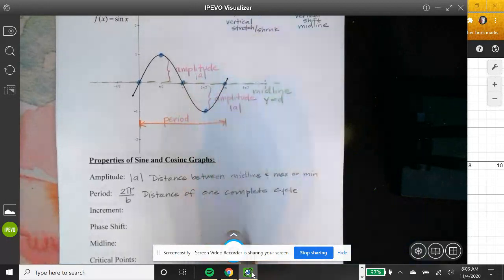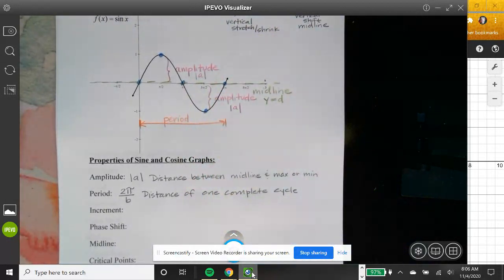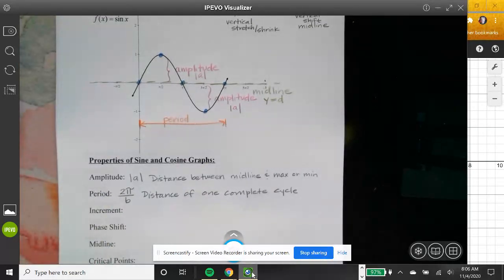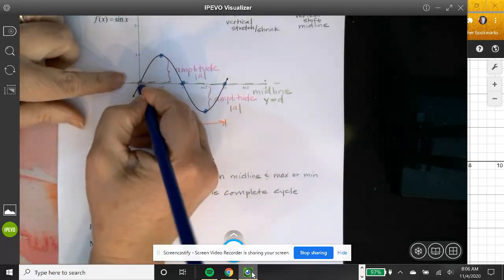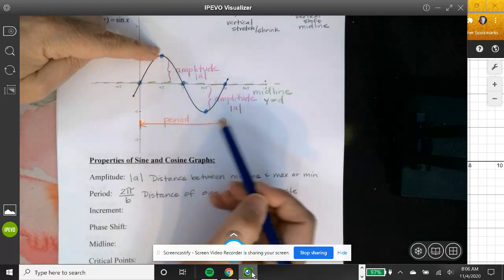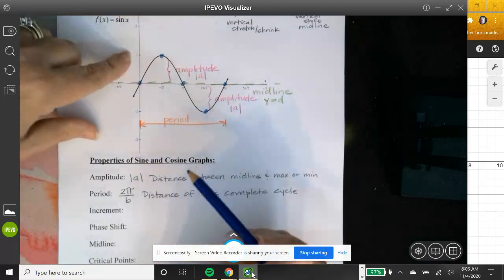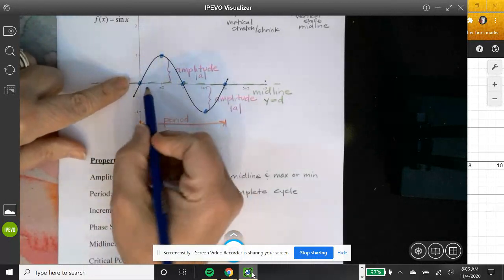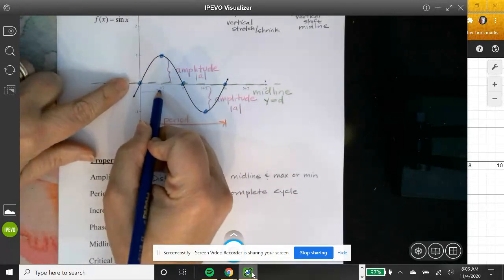Now, I call those critical points because you can graph any sine or cosine function if you know the 5 critical points in each cycle. Okay, so if you know where your curve is going to hit the midline and you know the maximum and the minimum, then you can graph any sine or any cosine curve for that matter. Okay, and each critical point here is separated by an increment.